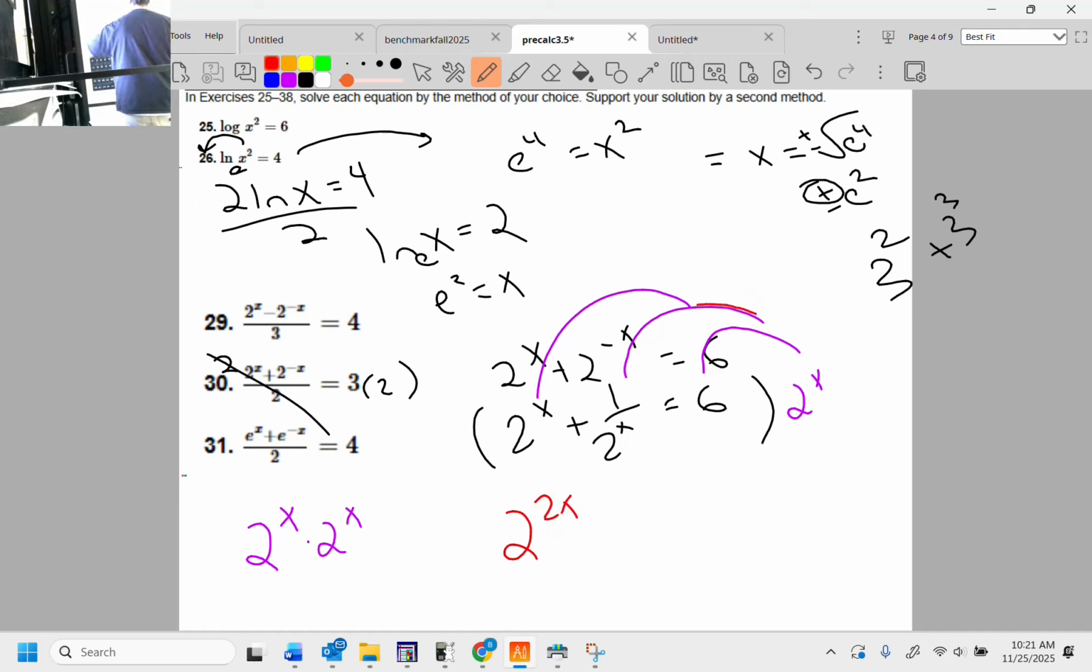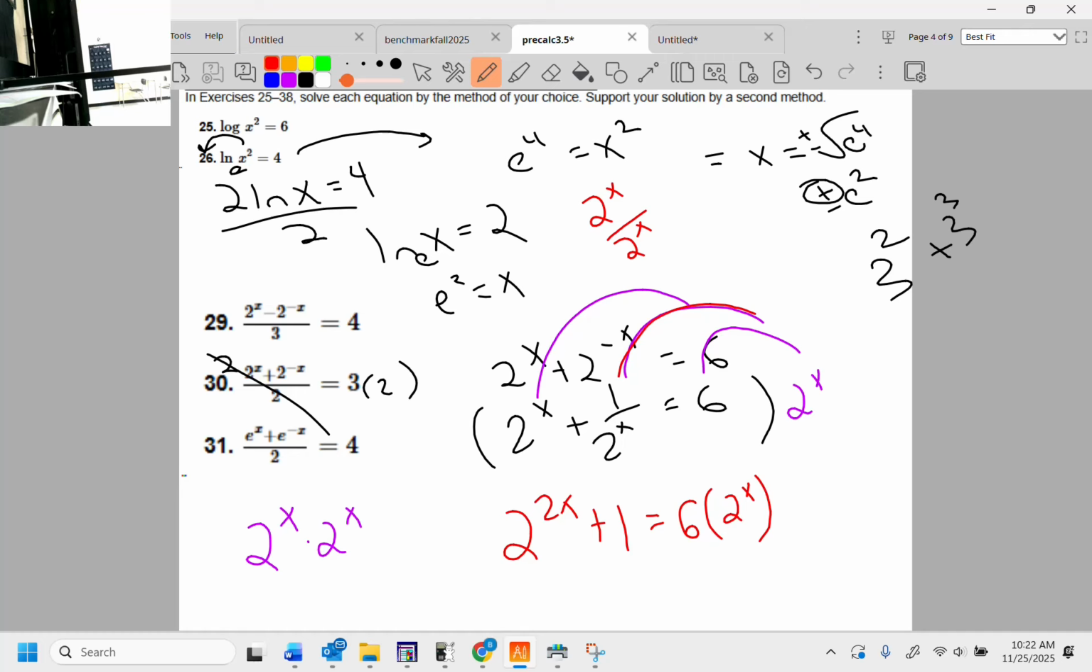Now, if you distribute to the middle, you've got 2 to the x over 2 to the x, which isn't 0. There's a 1. And the right hand side we'll just leave as 6 times 2 to the x. Do not think that is 12 to the x. Those 2 pieces can't be multiplied together because they're not the same base.